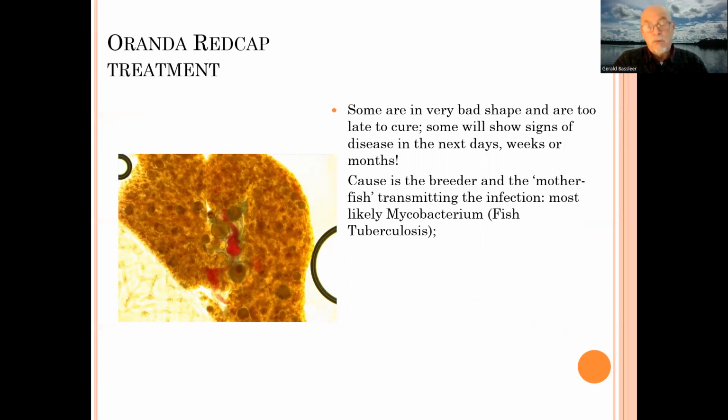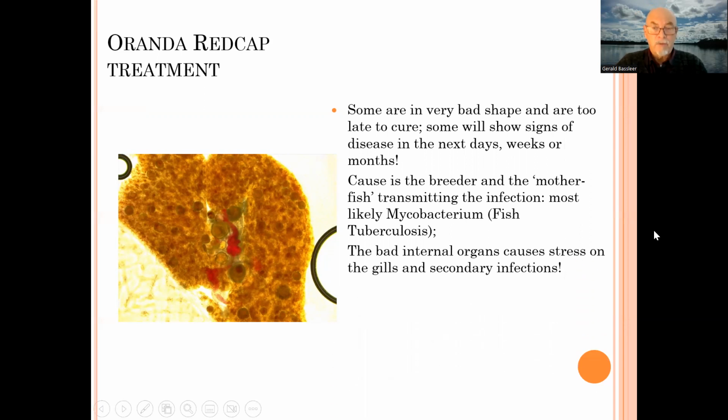But in most of the cases when we found tuberculosis, we found Mycobacterium, which is called fish tuberculosis. And it's usually the mother fish at the breeder station that transmits the bacteria through the gonads to the baby, in the eggs, before they're born. So that's already coming when they're born with the Mycobacterium. And those bad internal organs cause stress on the gills and they cause secondary infections.